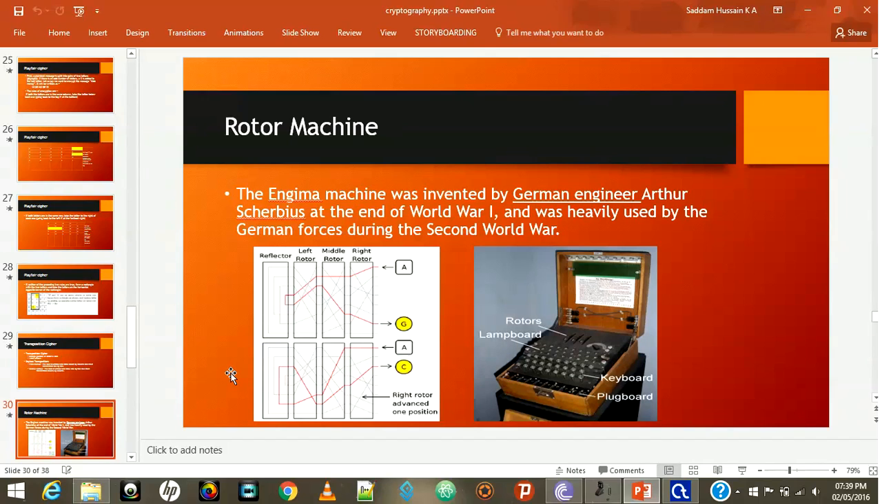Then we have the rotor machine. What is a rotor machine? The rotor machine was invented by the German engineer Arthur Scherbius. In the rotor machine we have rotors: the left rotor, middle rotor, and right rotor, shown here. This is the reflector. After rotating thrice, that is left, right, middle, left, we get G. So this is the rotor machine working. After rotating, we convert the original message into some other text so that no one can attack it.